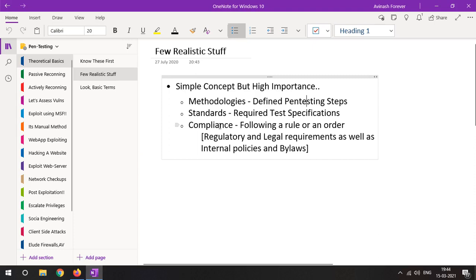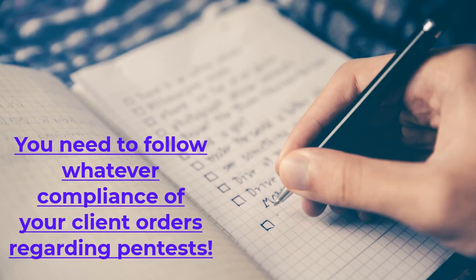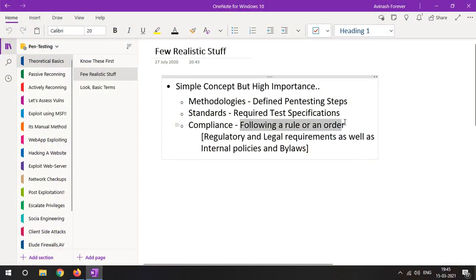Then we have compliance. So compliance is basically nothing but making sure that our company and the employees who are working follow all the rules, regulations, standards, and ethical practices that apply to the organization. So basically following a rule or an order. Now compliance, as you can see, can be regulatory, legal, as well as some internal policies of the organization itself and even the bylaws. Compliance is actually a very important thing to take into consideration as a penetration tester. So your client might have some compliance that impacts their industry and thus also their organization. So if they have such a compliance, you need to follow those rules and orders and whatever is mentioned in their documents, the different compliances.